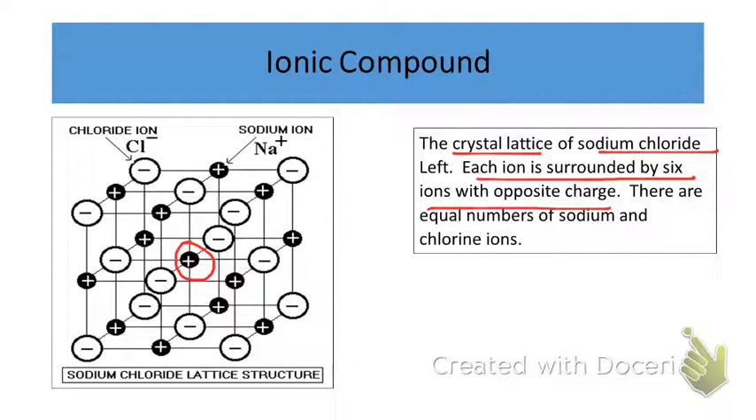This sodium is going to be attracted to basically this chlorine, this one, this one, this one, and this one. All right? So that should be 6 chlorine ions. 1, 2, 3, 4, 5, 6. And indeed it is. So that sodium ion is surrounded by 6 other chlorine ions, and they're all attracted to each other to create this crystal lattice structure.